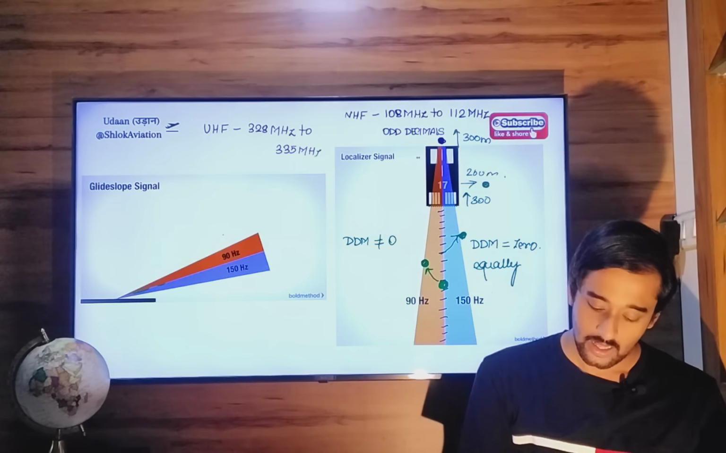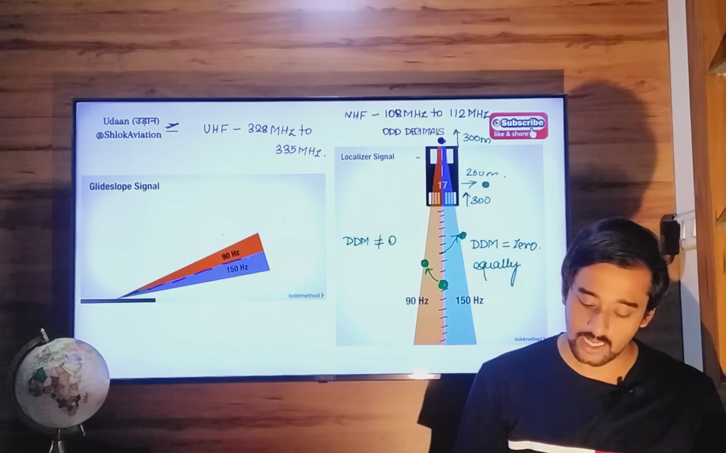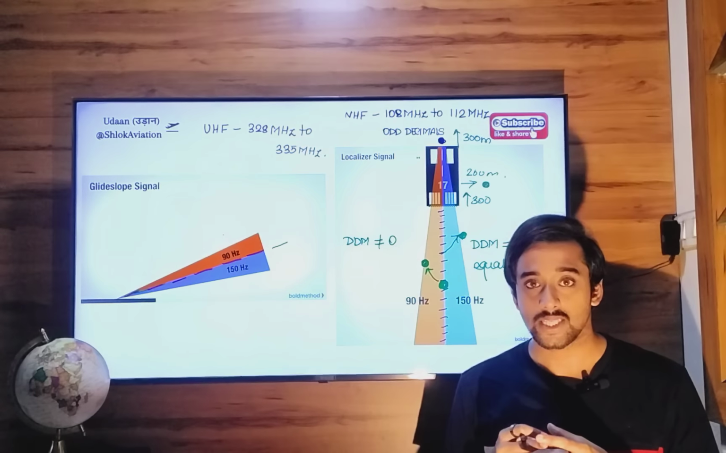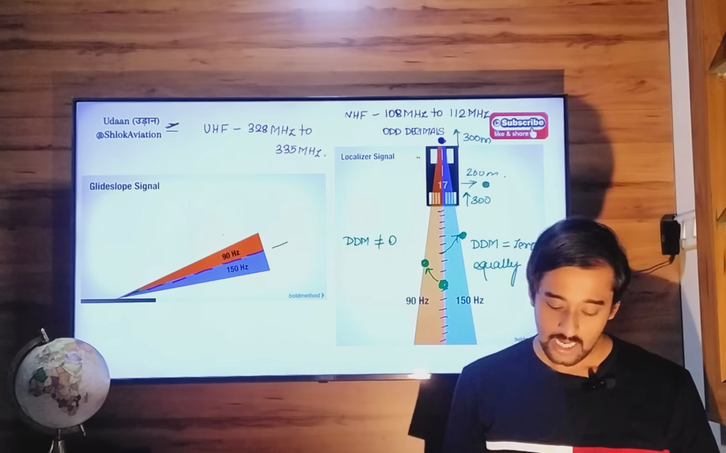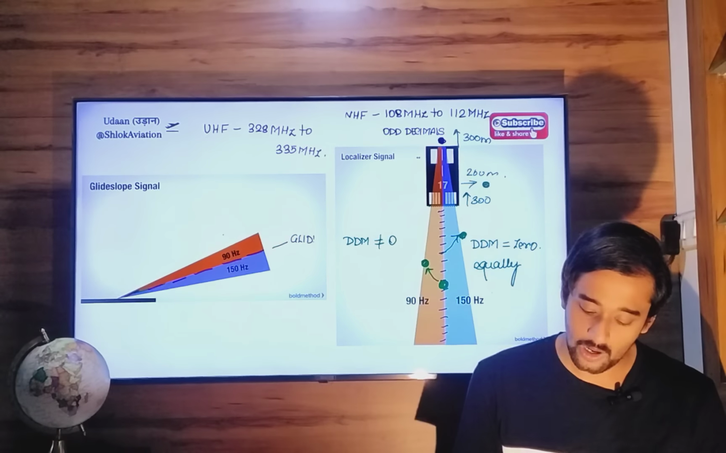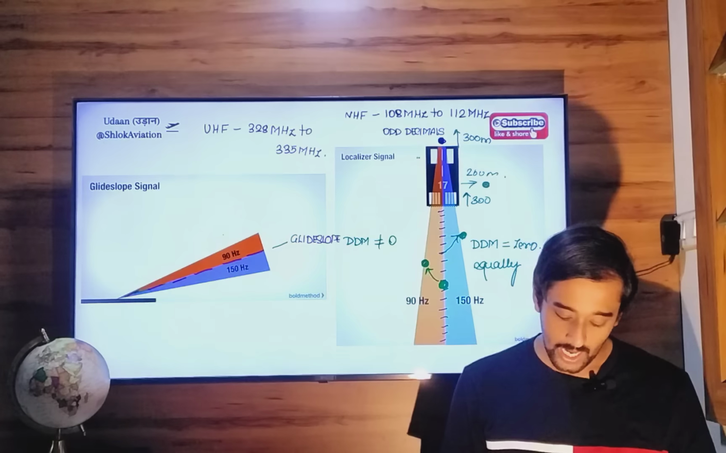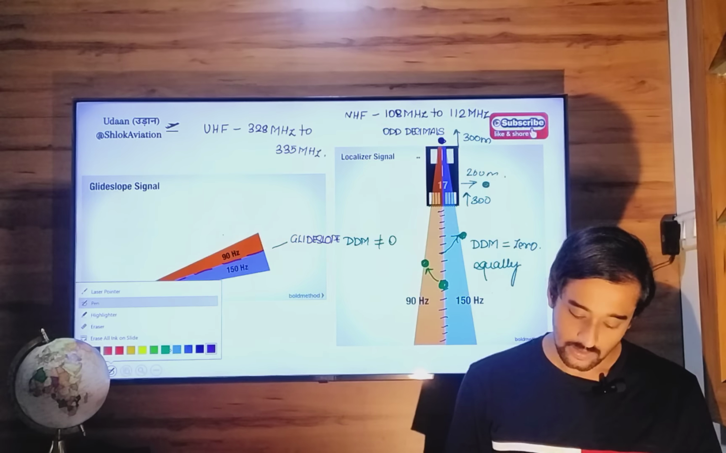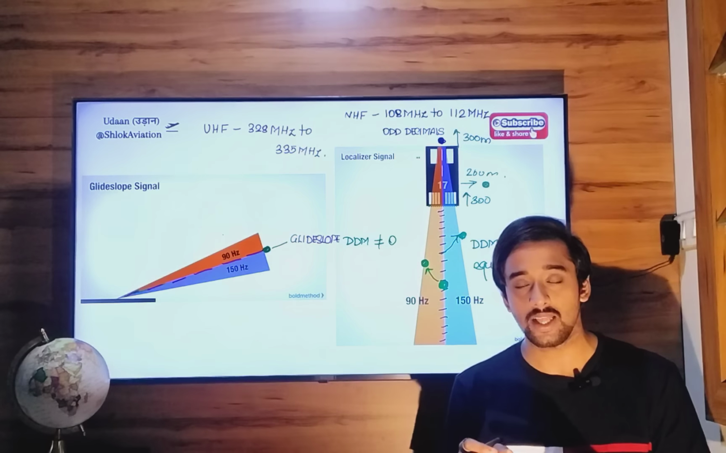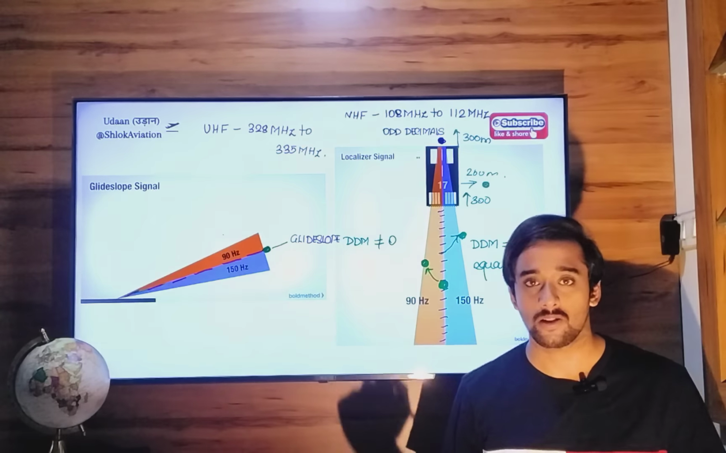Now the place where both the 90 hertz and 150 hertz signals overlap, coincide and share the same area, will be your glide slope. 3 degree, 4 degree, whatever. When you are actually flying in this overlapping region of the 90 hertz and 150 hertz signals, you are flying on this glide slope down to the runway.